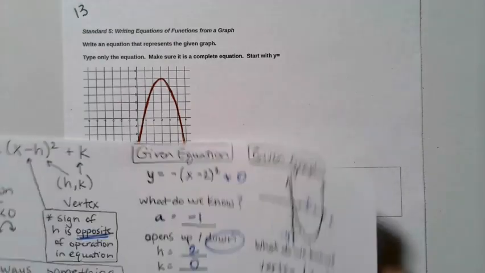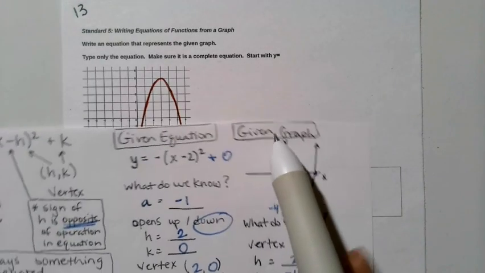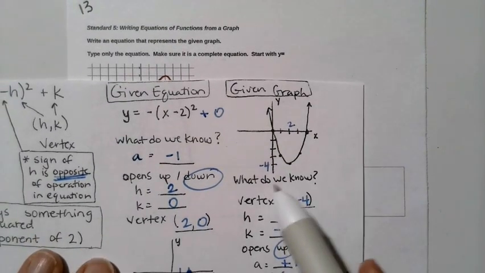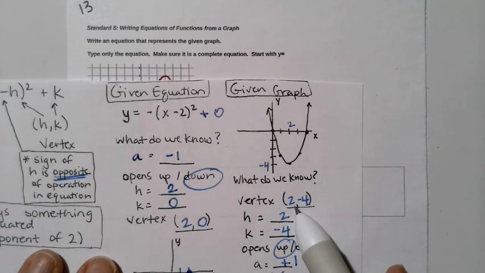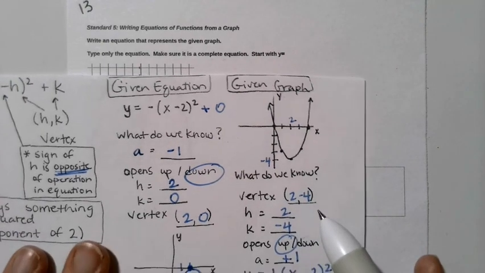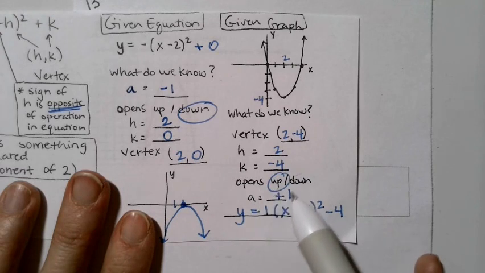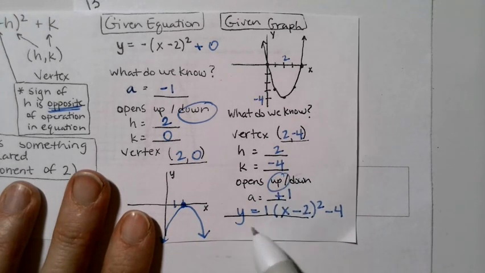And again, when we are given the graph, we can look at this right here. When we're given the graph, what do we know? We can find the vertex from our graph, which tells us our h and k value, and we can tell us whether our graph opens up or down, which tells us something about the a value. Then we can write our equation.